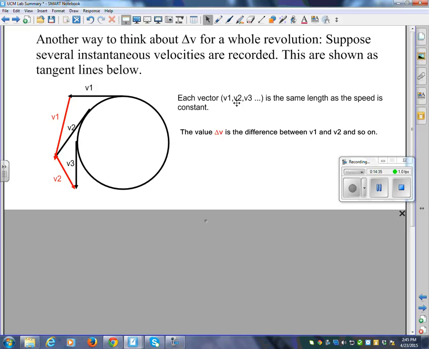Why would it be the same length? Because the speed is constant. Only the direction changes. The speed is constant, and the speed is the length of the arrow, right? This value in red, delta v, is the difference between v1 and v2. So this is the change in those two velocities. This is really v2 minus v1, and we can get into vector subtraction, but it's that vector there, right? And this one is the difference between v3 and v2, and I could go all the way around the circle if I want. You can imagine that, I'm sure.